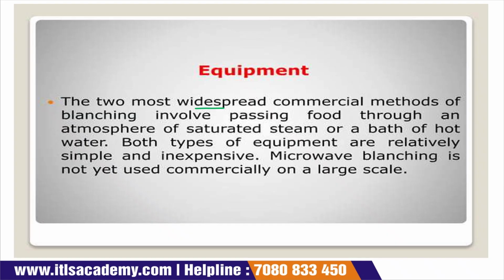Equipment. The most widespread commercial method of blanching involves passing the food through an atmosphere of saturated steam. Suppose that this is our food product and this is saturated steam. Now what we do is pass the food product through that saturated steam or even a bath of hot water. Both types of equipment are relatively simple and inexpensive. Either you use a saturated steam bar or a bath of hot water. Both are not very costly and are very simple to use.